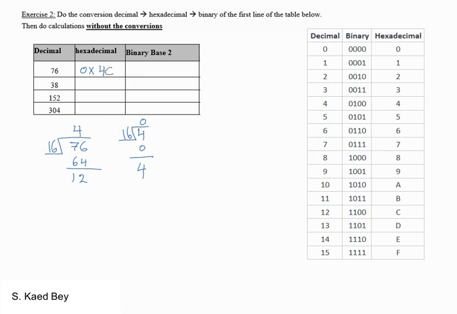We can also use the table in order to convert this to binary straight away. The letter C is equivalent to 0011, and the number 4 is equivalent to 0010.